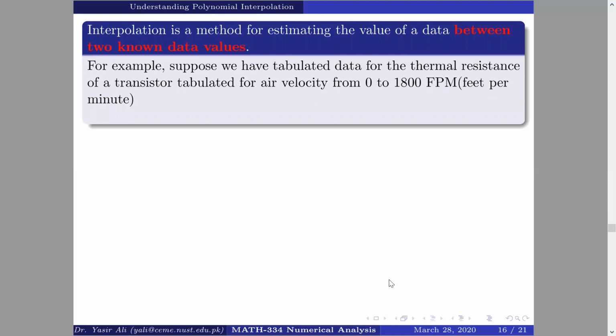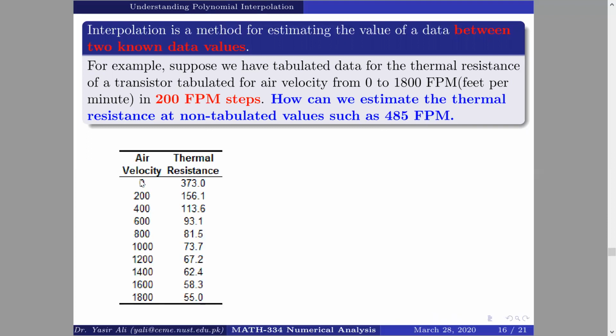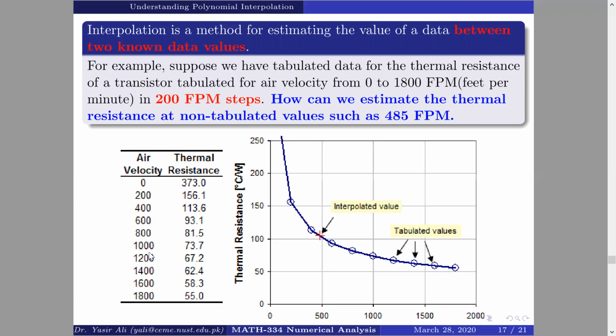For example, we have a tabulated value for the air velocity between 0 and 1800, with a gap of 200 between these values. How can I find the thermal resistance for a value which is not listed in the table? The values from 0 to 1800 are listed in gaps of 200, so I can see the values for 0, 200, 400 up to 1800, but I want to calculate a value which is not in this table. How can I do that? I can do that with the help of interpolation, and using interpolation I can get an estimate of this middle value.